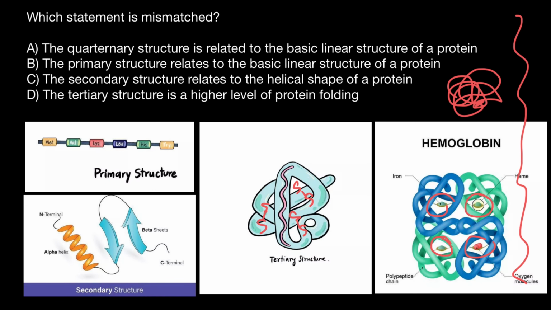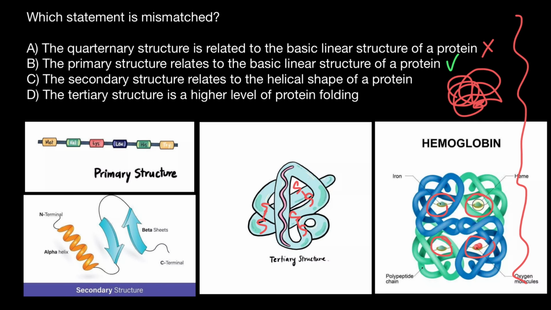Now let's return to our statements. Statement A: the quaternary structure is related to the basic linear structure of the protein. And now you know that it is not true. So this is a false statement, but let's check other statements as well. Statement B: the primary structure relates to the basic linear structure of the protein. And this is a true statement.